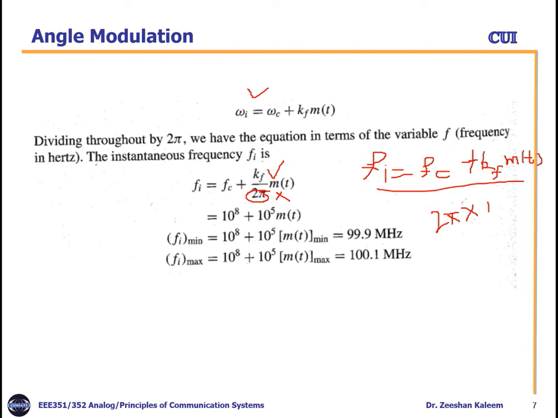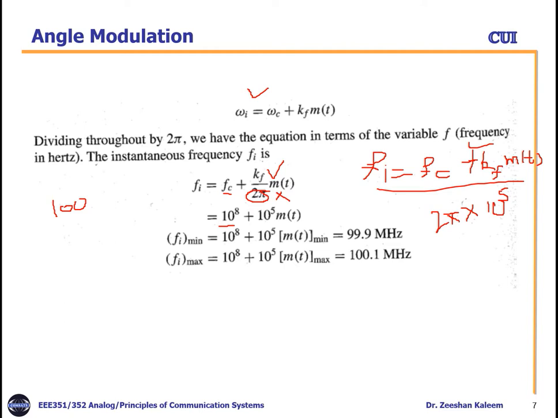Kf into 10 raised to the power 5. So this 2 pi would be cancelled out by this 2 pi, so it's the same meaning as this equation. Okay, let's see how to find the instantaneous frequency. Fc is the carrier frequency, which is given here as 100 megahertz. When we convert, we get 10 raised to the power 8, right?